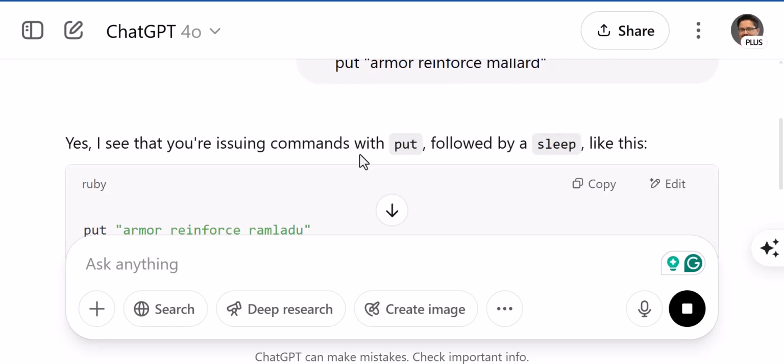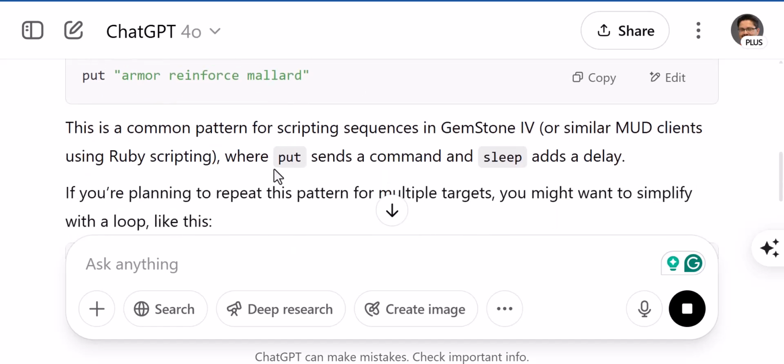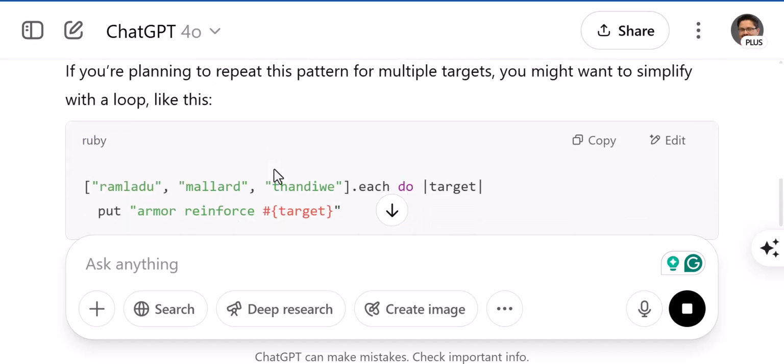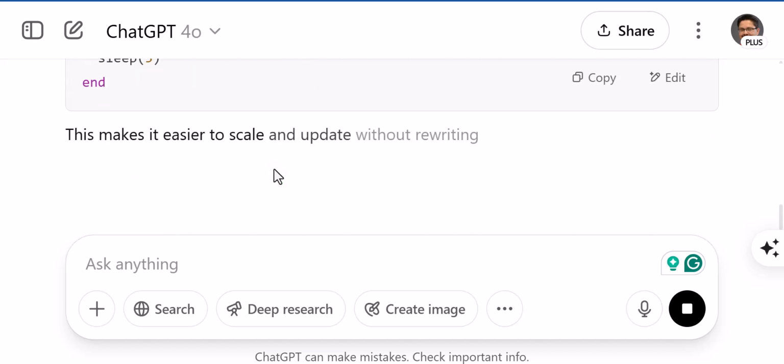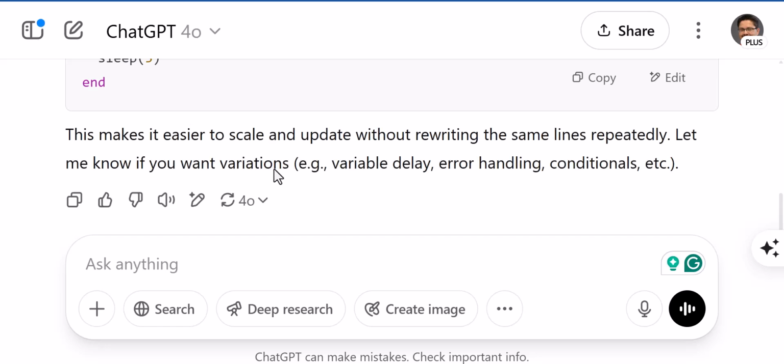Yes, I see that you're issuing commands with put followed by a sleep like this. Blah, blah, blah, this is common, I understand this, I know what it means, etc. This makes it easier to scale, blah, blah, blah. Okay, this is a situation where ChatGPT is telling me some great information, but because I'm an expert in programming and those kinds of things, and I'm only using this for heavy lifting, I don't care. I could have just told it, please answer yes or no. So I could have directed it earlier instead of seeing all this gobbledygook.